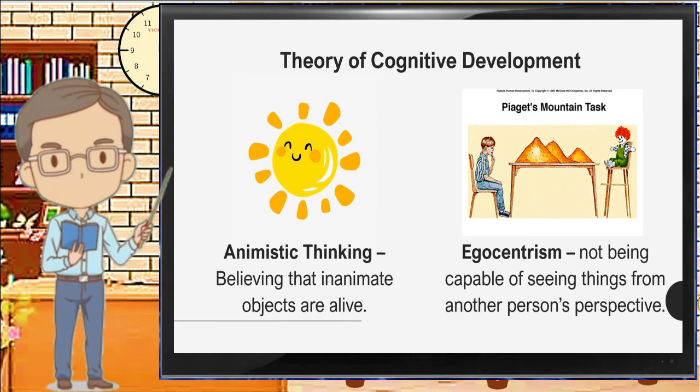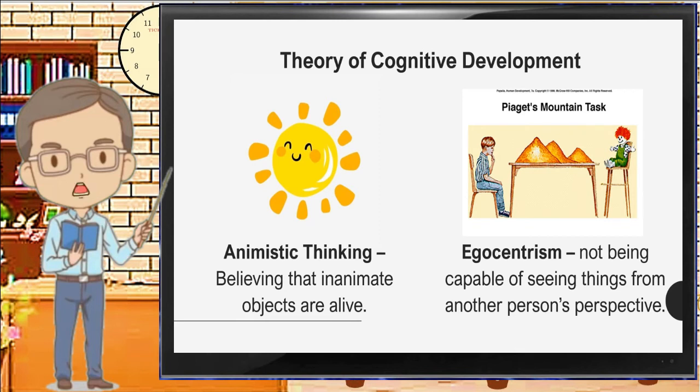Okay, so in the pre-operational stage, we can exhibit what we call animistic thinking, where we believe that inanimate objects are alive. For example, children will typically say that when they're walking, the sun is walking with them. That's why their shadows are moving. Children engage in pretend play with stuffed toys because of animistic thinking. This is not to say that they are not developing well, but that's just how they see things.